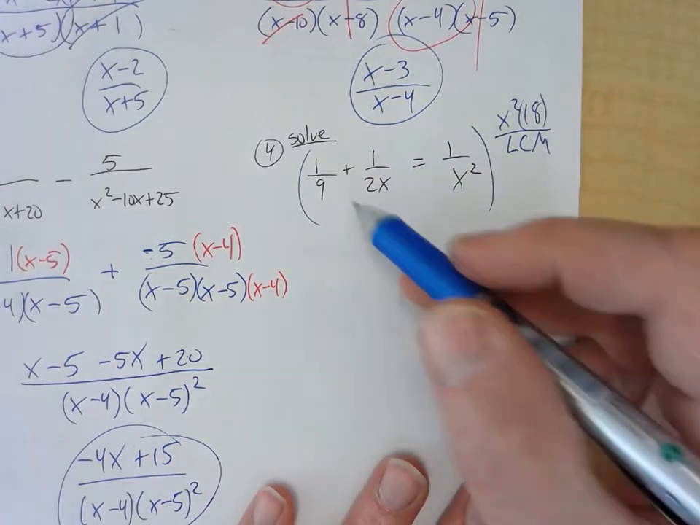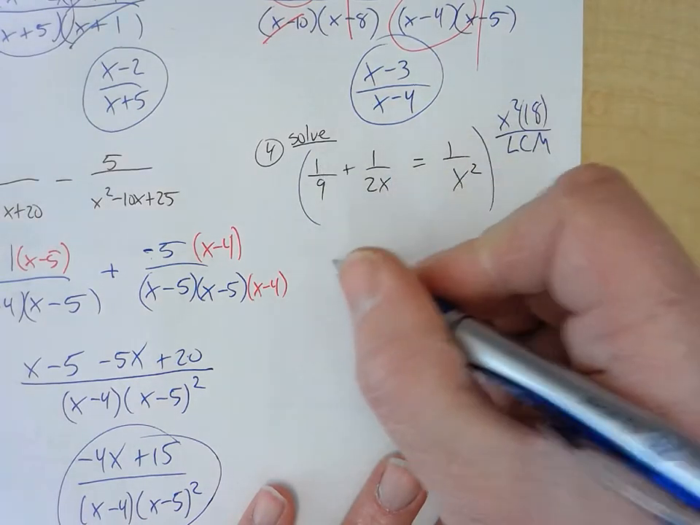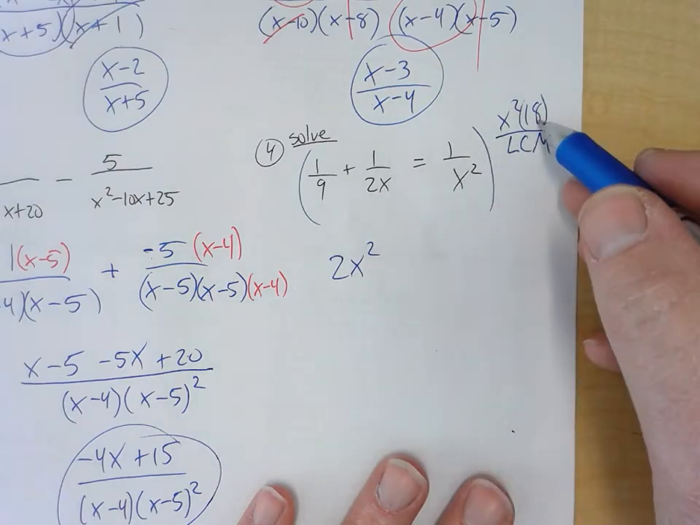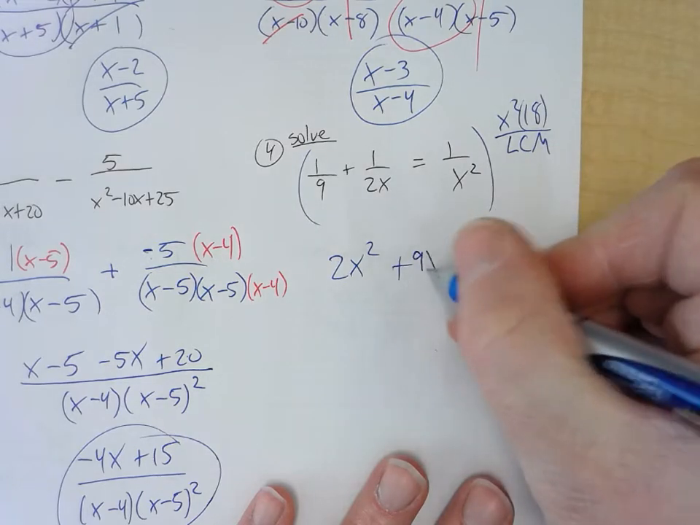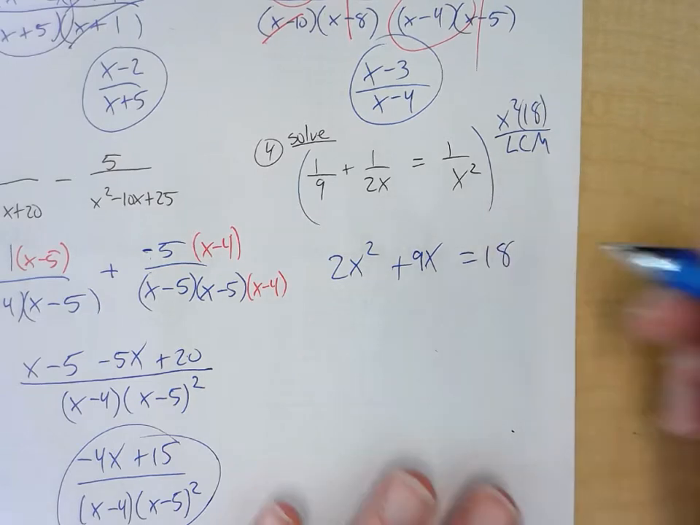So now we're going to do that division. 9 divides into there, leaving 2 and x squared. 2x squared times 1 is 2x squared. 2x divides into here, leaving 9x, so plus 9x. And then that divides into there, leaving the 18, so equals 18. So I've created a quadratic.